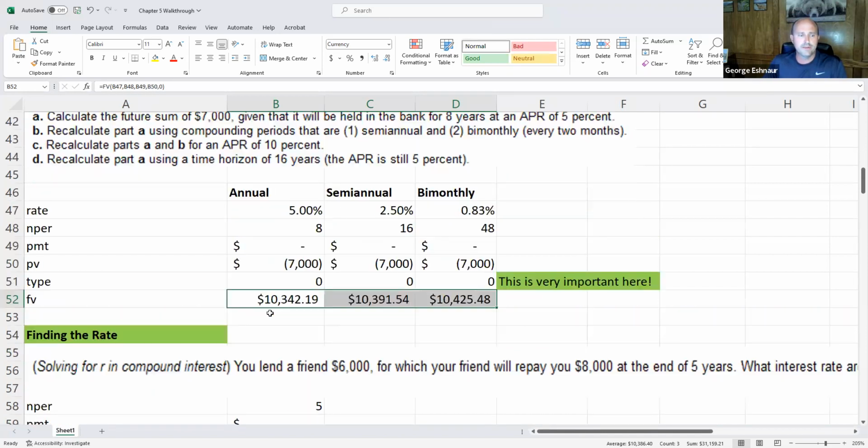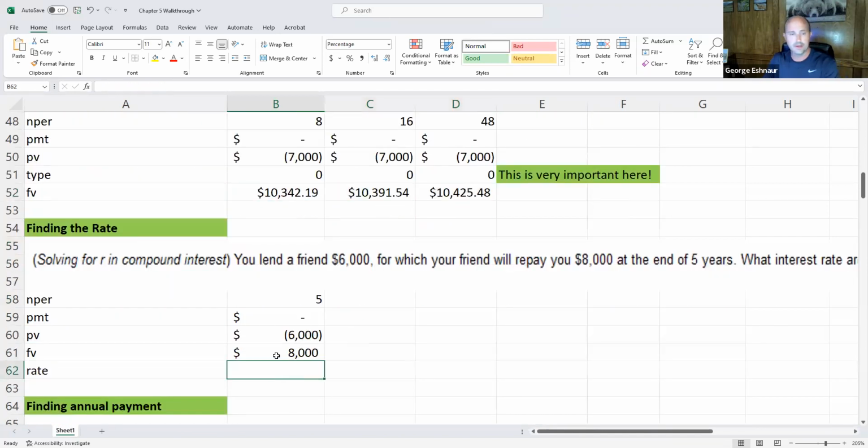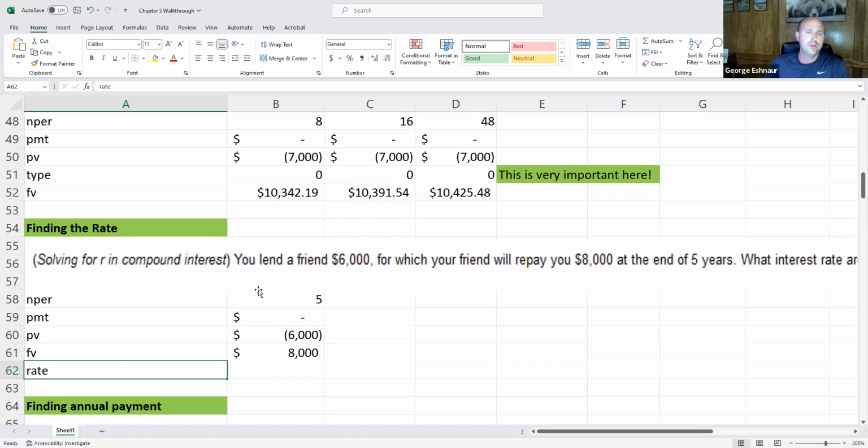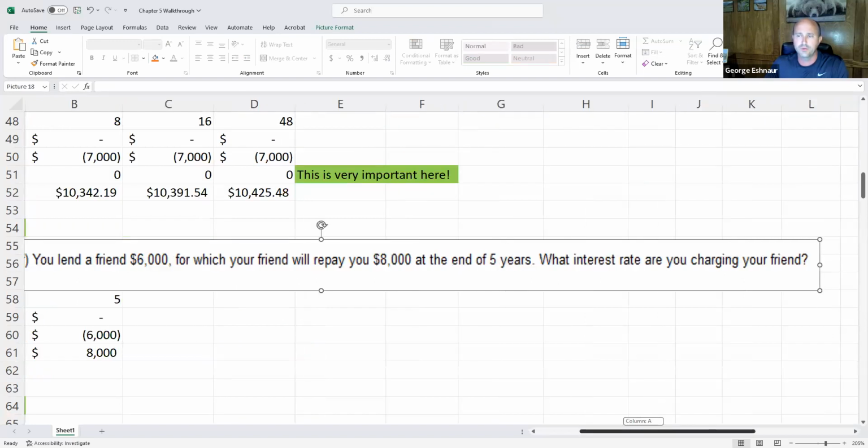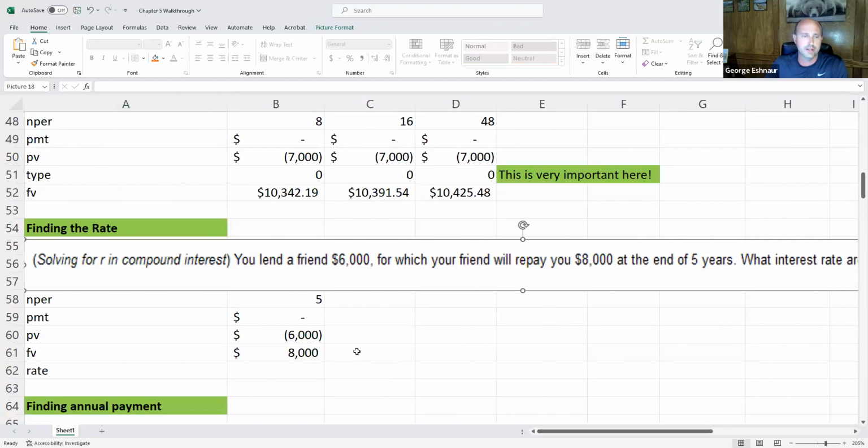So what about if we need to find the rate? So if we're solving for R, so we need to find our rate. So I reworked this a little bit, and instead of future value being at the bottom, I just went ahead and moved rate to the bottom, because that's what we're solving for. So if we lend a friend $6,000 and our friend is going to repay $8,000 at the end of 5 years, what rate are we charging our friend?